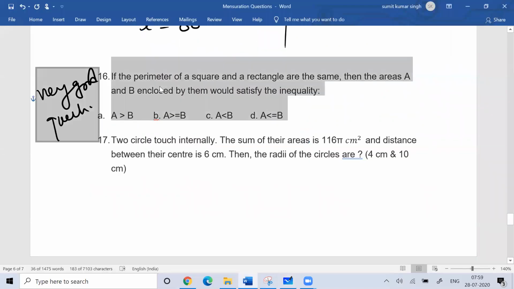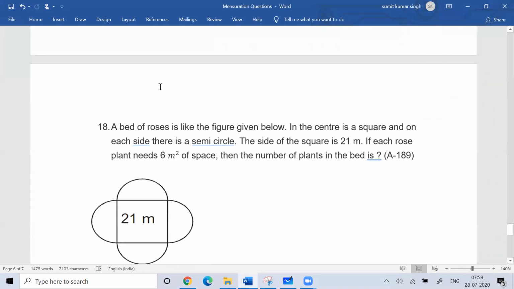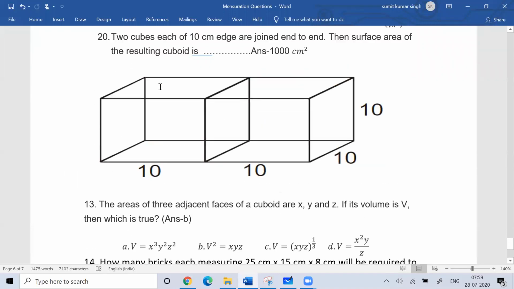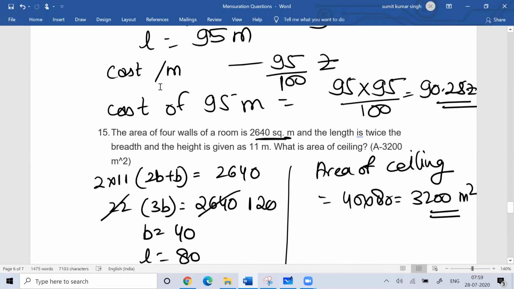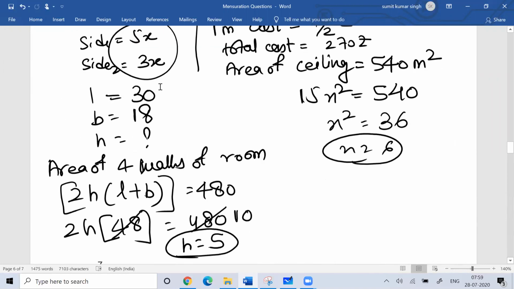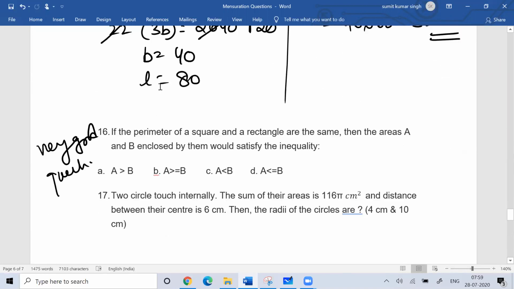Fine. So then you can see this question number 17. This is what? 17, not 20. Okay, fine. So ignore the numbers of the question.